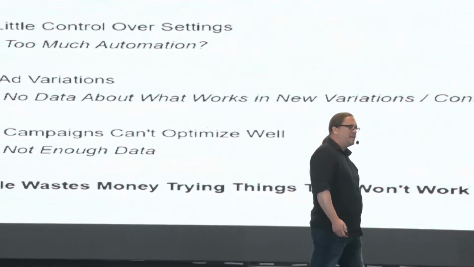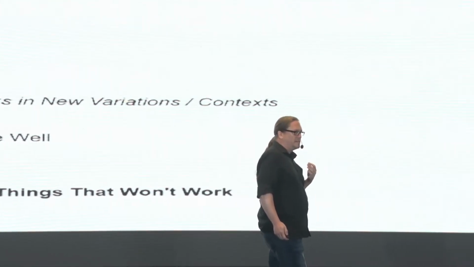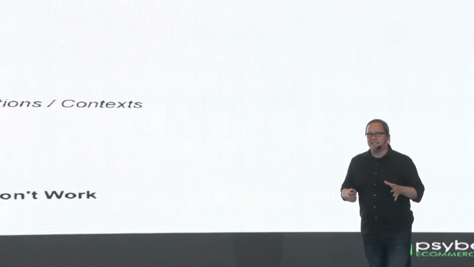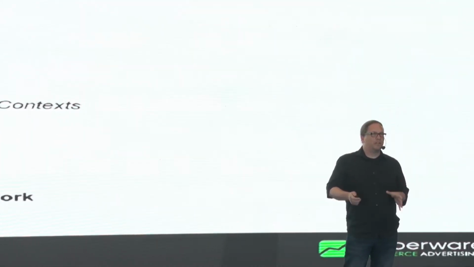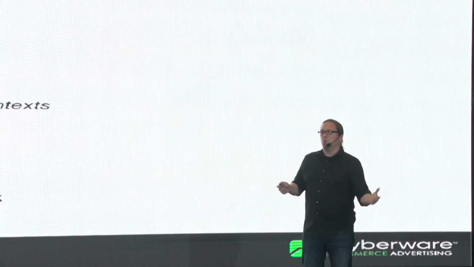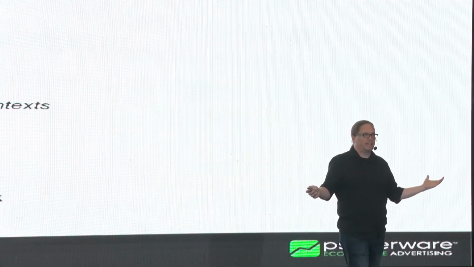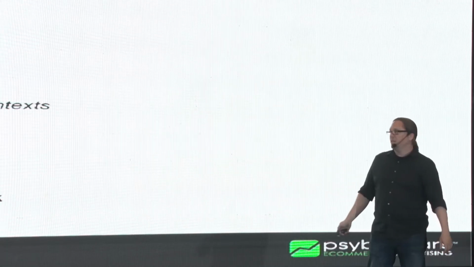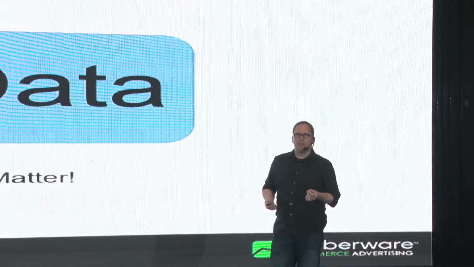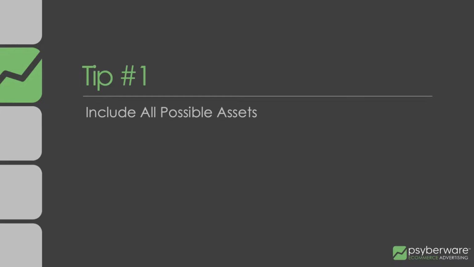And a key issue is that since they're automated based on data, if we have small data sets, it can take a really long time for the machine learning algorithms to figure out what's not working. Because you have to try it a bunch of times to know statistically significantly that it's not going to work. So what do we do in the absence of settings to try to improve performance on these campaigns? The answer to that is try to provide great data to the automation, to the machine learning algorithms. We need to do everything we can to improve data quality feeding into these campaigns. And this is why the Magento integrations actually really matter a lot. So let's go through some tips.